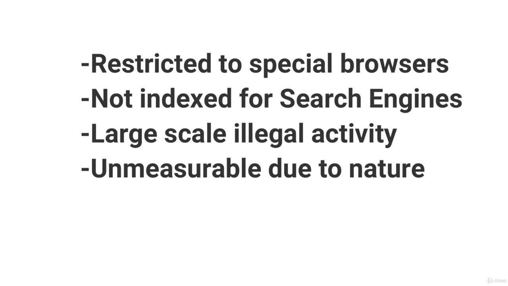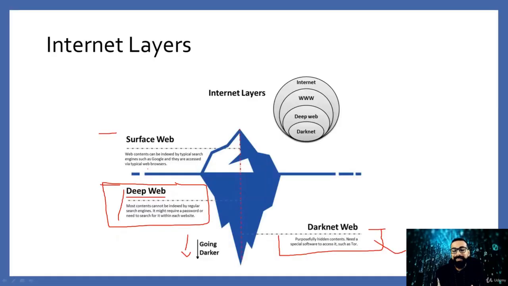And a large scale of illegal activity happens here: drugs, hitmen, just name it and you'll find all the illegal things, hacking software, and cryptography. Not only cryptography, but stolen credit cards. People are selling stolen credit cards, pornography, and all these things. So a large scale of illegal activity happens here.